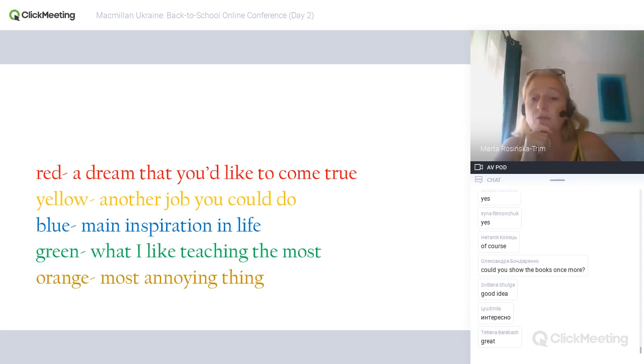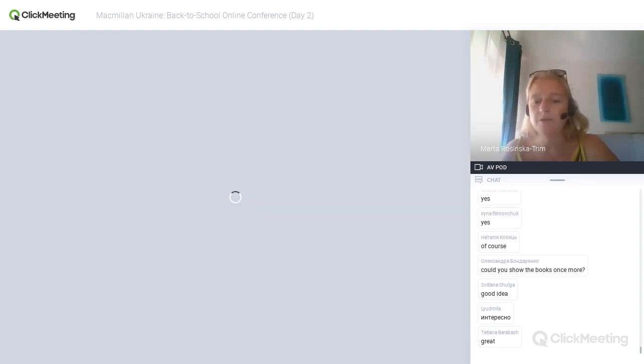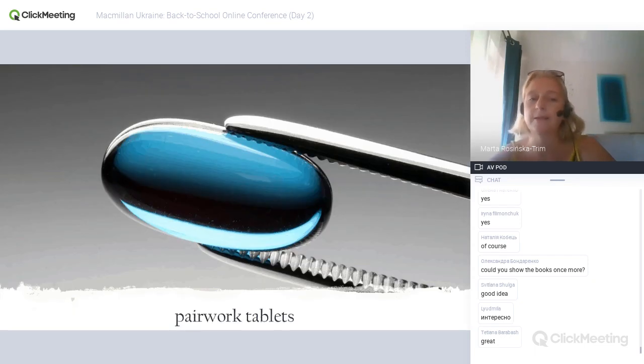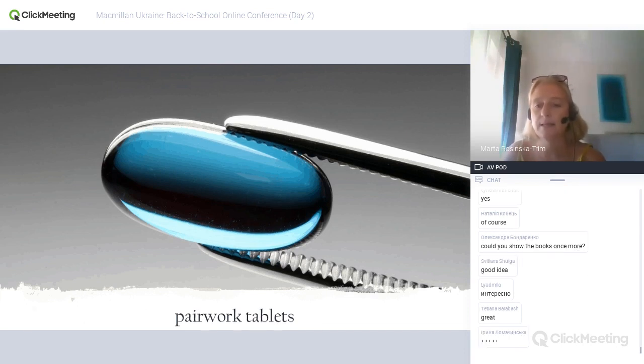Sometimes if I don't have sweets, I use colorful pieces of paper. It works just as well. This activity is called pair work tablets, because I often put them in pairs, and they should have different colored sweets, and they have to share these ideas in pairs. However, what I also find quite useful is to use the same activity based on the work that we have just done in the course book.